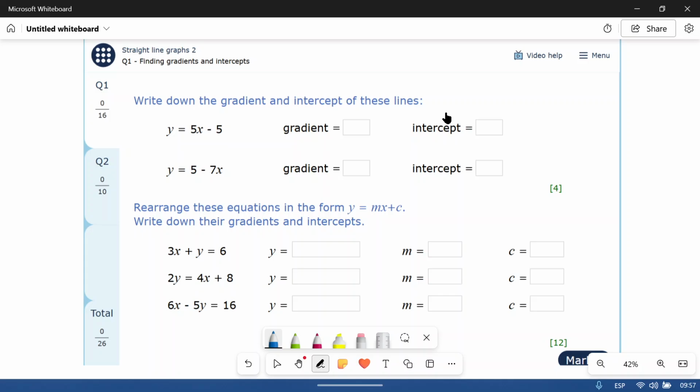Right, main thing to remember here is the equation of a straight line is y equals mx plus c, where m is the gradient, that is how steep the line is, and c is the y-intercept. That's where it crosses the y-axis.